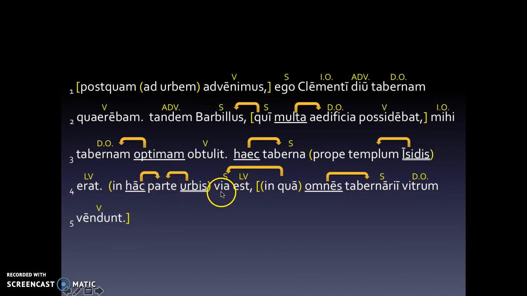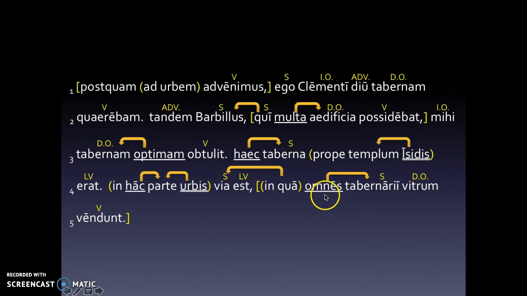Via is first declension, so it has to be the subject. We've got a linking verb here. Then we have another in, the beginning of a prep phrase. In qua. Qua is a relative pronoun. So not only is this a prep phrase, it's also the beginning of a relative clause. So let's put a bracket here as well. And remember, relative clauses always end in a verb. So we go to our verb and we put our closing bracket for the end of our relative clause there.